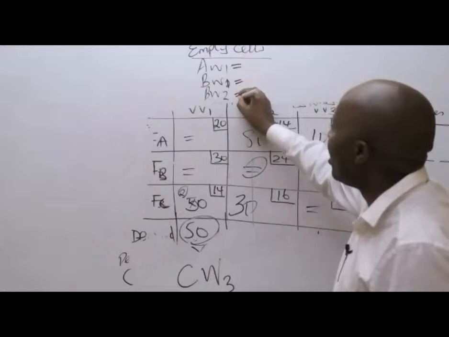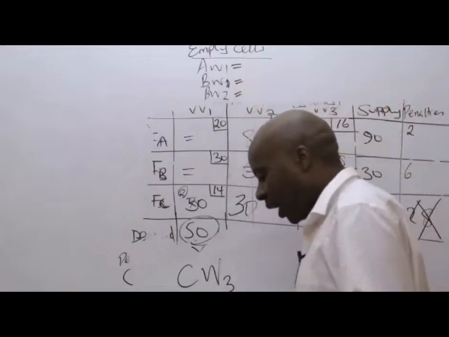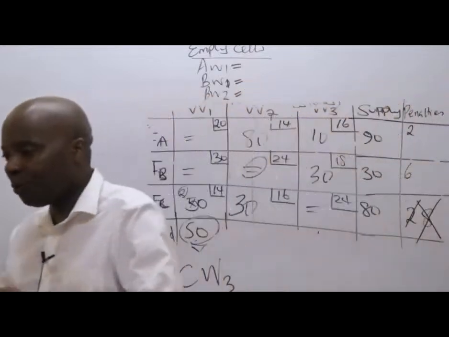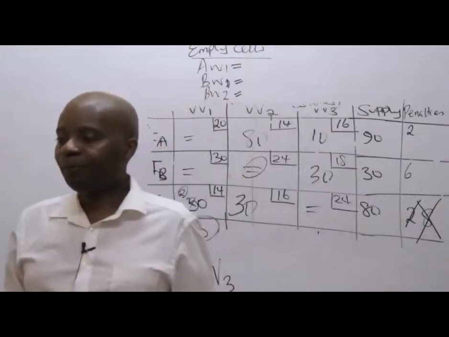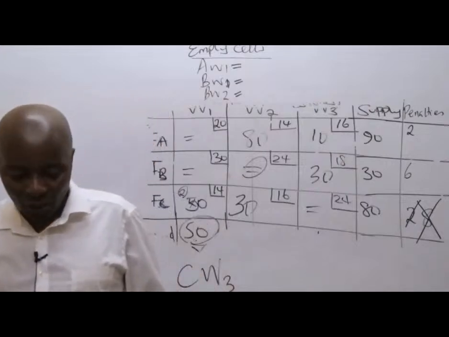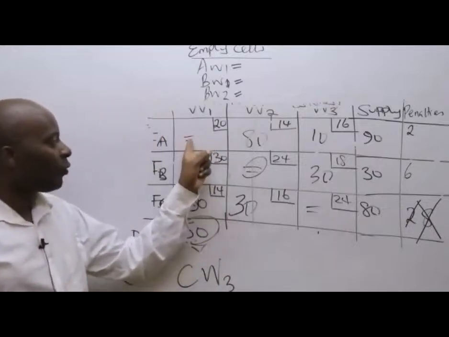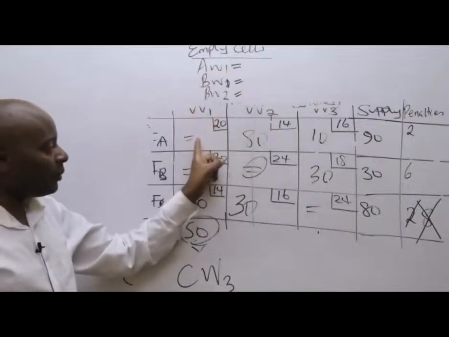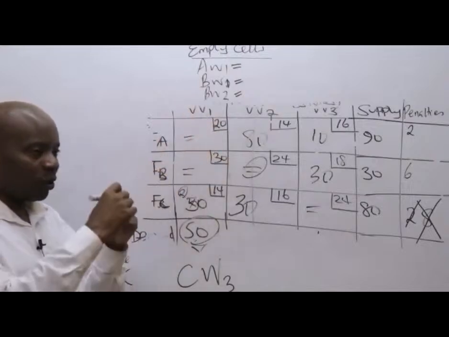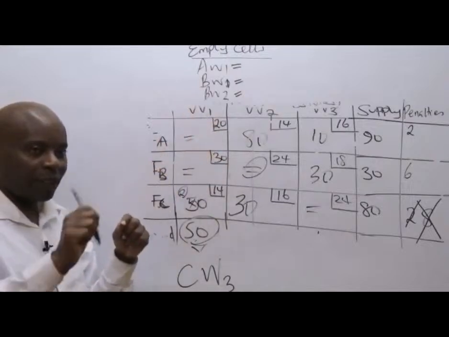Now, ladies and gentlemen, I would want to see whether there is any student who will be able to remember how we were making these loops. Like if you tell me to start from this AW1, the first empty cell, remember I can only go horizontal and what here, vertical.